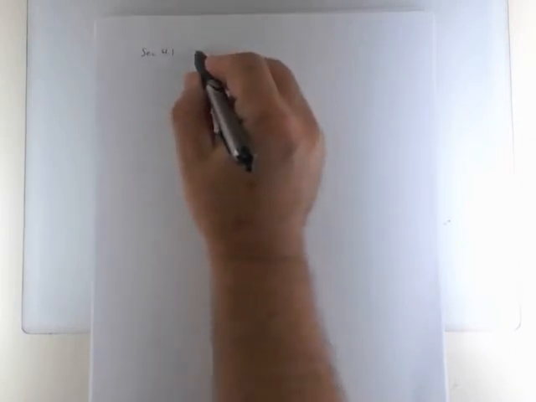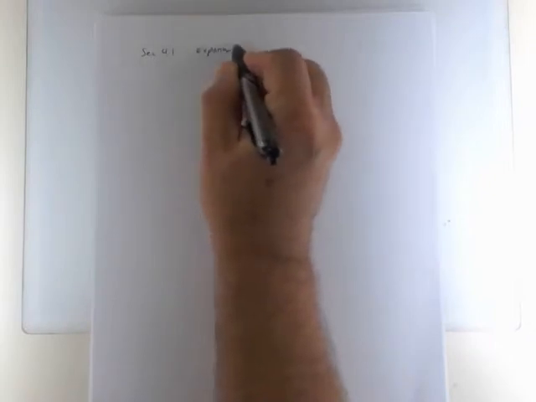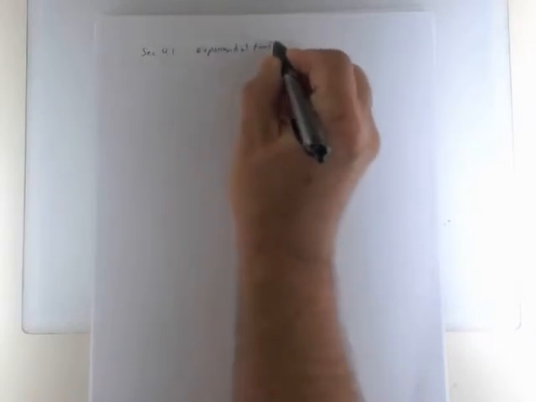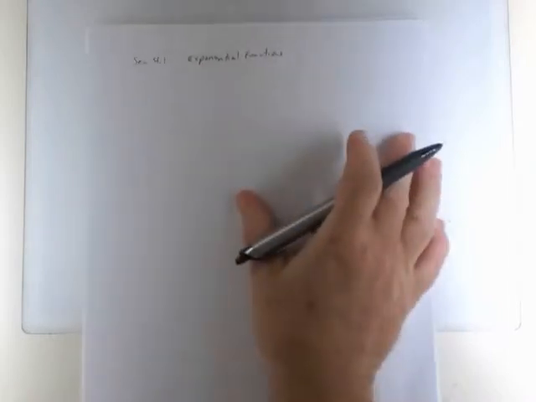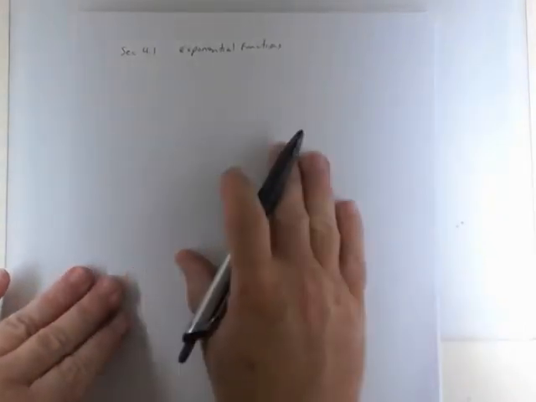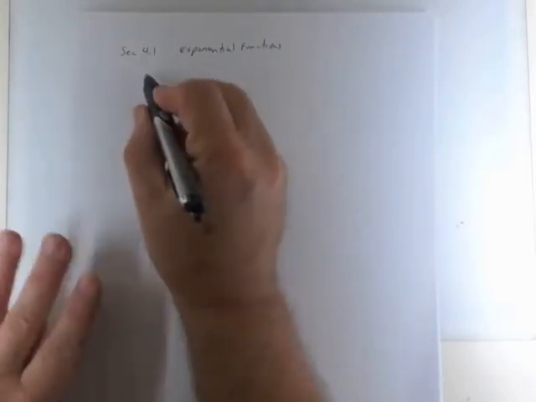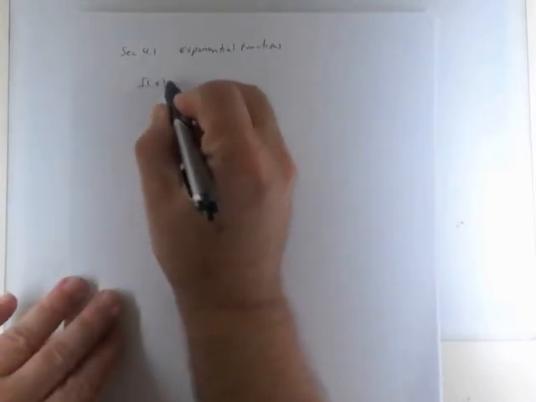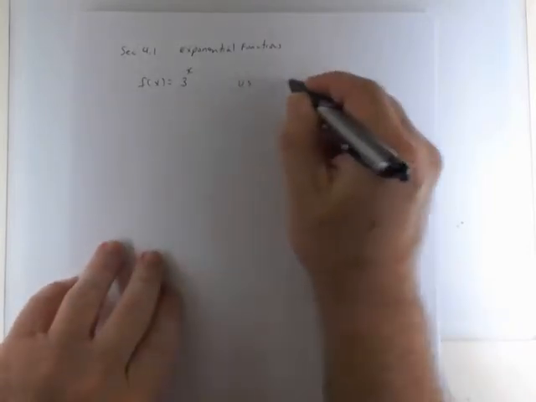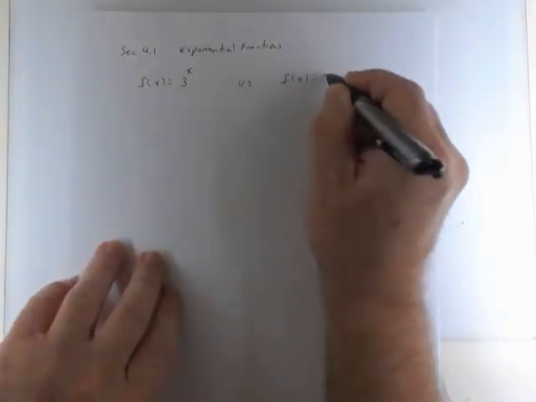And this is going to be exponential functions. It's an easy section. It's not a difficult one. All right. First of all, an exponential function looks like this. Here's an example of an exponential function. f of x equals 3 to the x, versus something you had before, f of x equals x cubed.